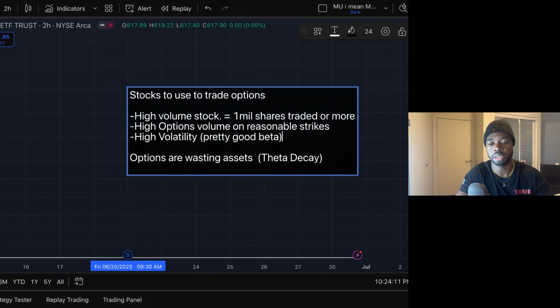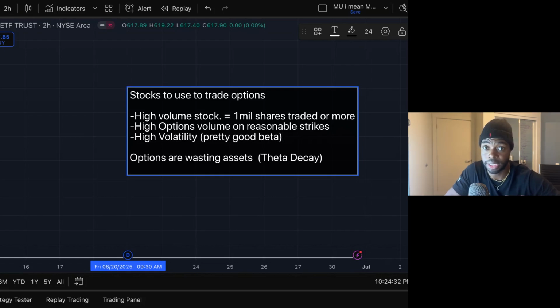And all beta is, it tells you how much a stock moves relative to the S&P 500. So the S&P 500 would be a beta of 1, and then a stock with a higher volatility would be something like Tesla with a beta of like 1.8 or 2. So it moves 2 times as much as the S&P 500 day to day.